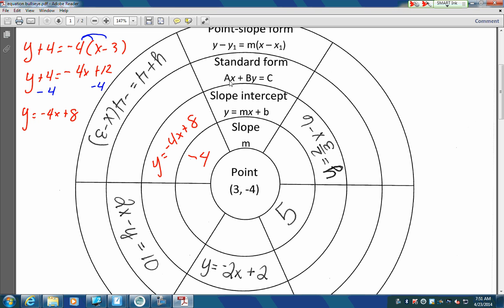Now I have to take it and move it into standard form. Well, that means I've got to move my x's over to the left with my y's. Well, all I'm going to do with this one is add 4x to each side. I get 4x plus y equals 8. I said that my a, the number with the x, has to be positive. Is it positive? Yes. And it's supposed to be a whole number, and it works. So my answer right here would be 4x plus y equals 8.